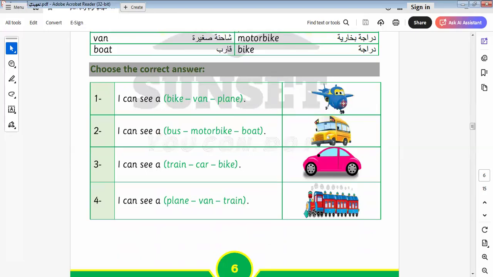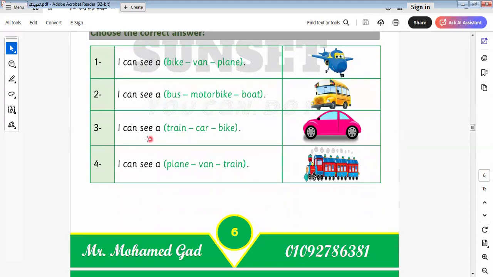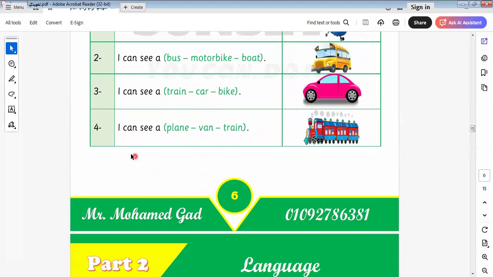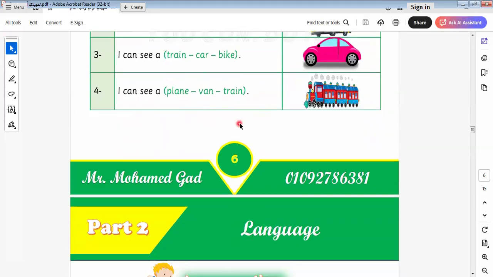I can see space here. What can I see? I can see a plane. I can see a bus. Yeah, clever pupils. I can see a car. I can see a train. Okay.